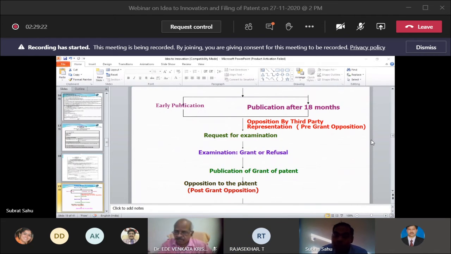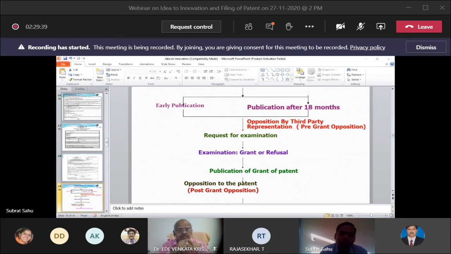That means it will again get easy for you. Whatever time he has stolen from you, that will get back to you, by taking those ideas from that point onwards in your name. So this is one advantage of pre-grant opposition.